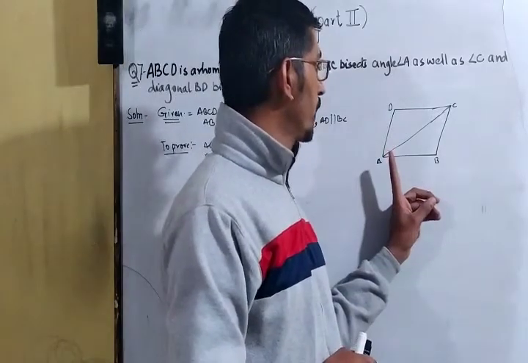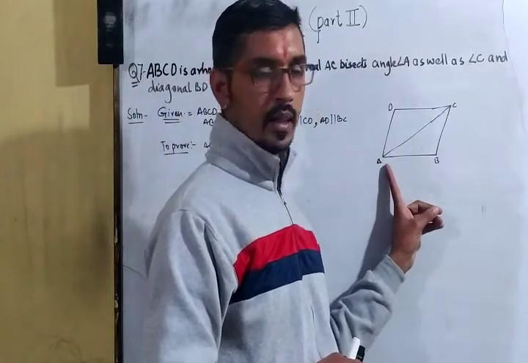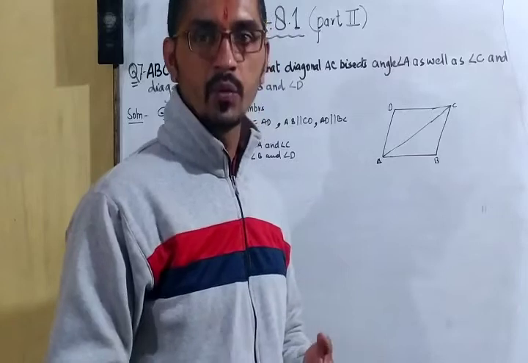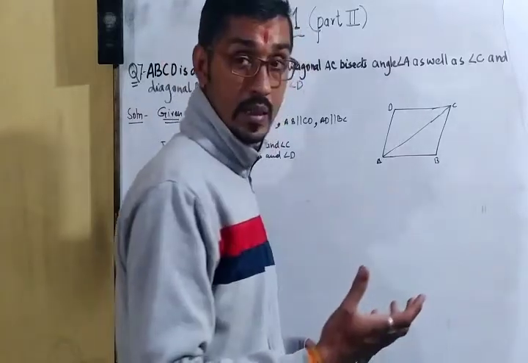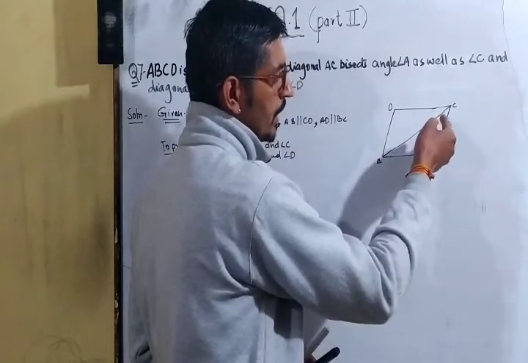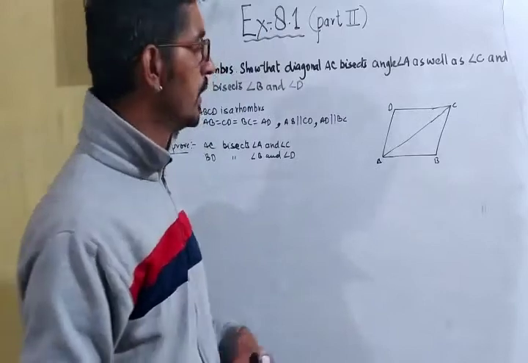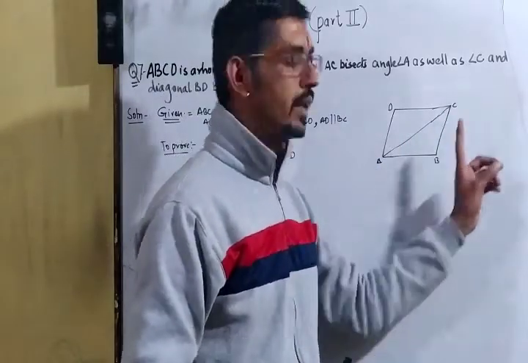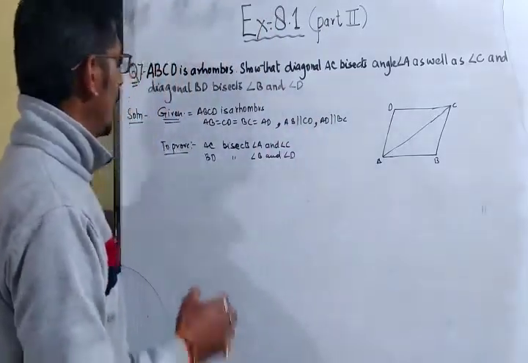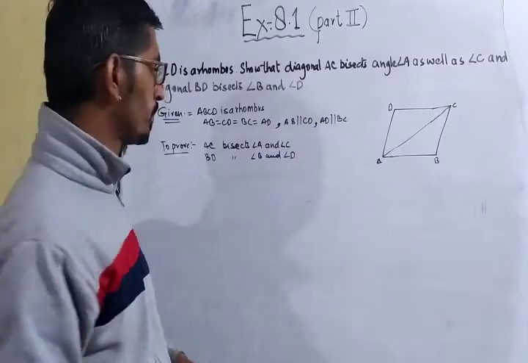Now what we have to prove is that AC, the diagonal, is bisecting angle A and also bisecting C. Now when can we prove an angle bisector? If we prove this angle equal to this angle as well as this angle equal to this angle, we can easily say that AC is bisecting angle A as well as angle C. Okay, and diagonal BD bisects angle B and D. This we have to prove.